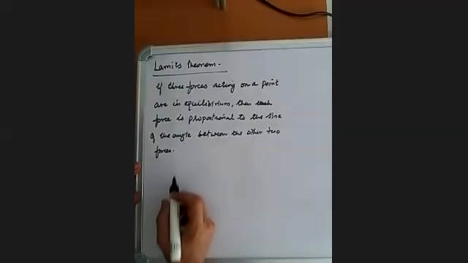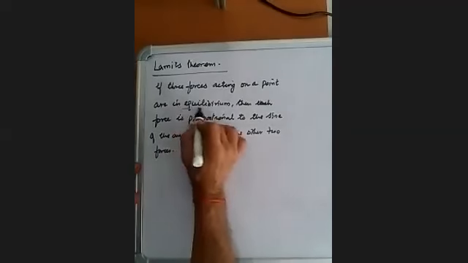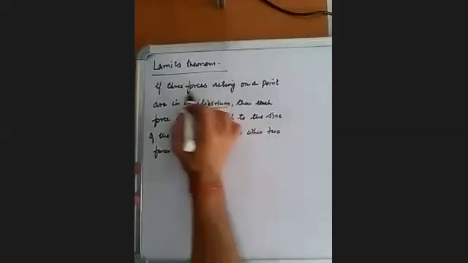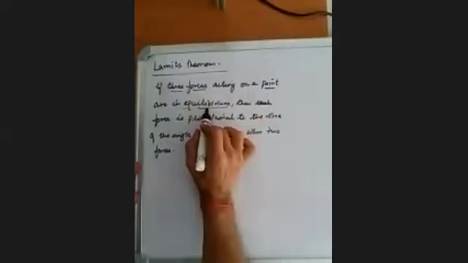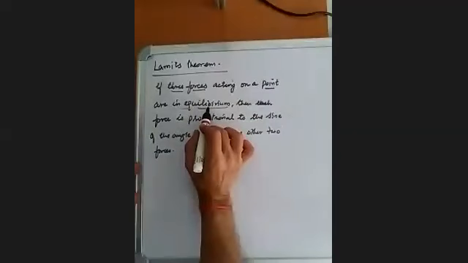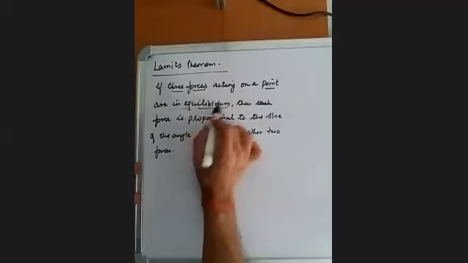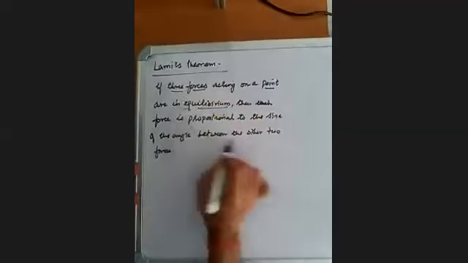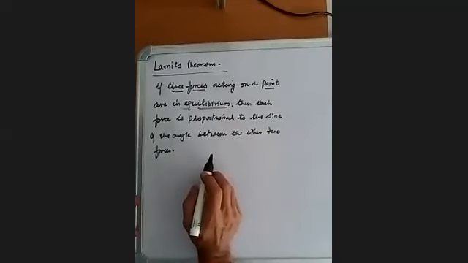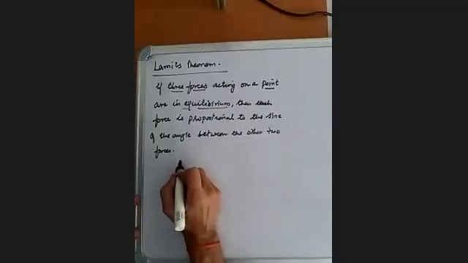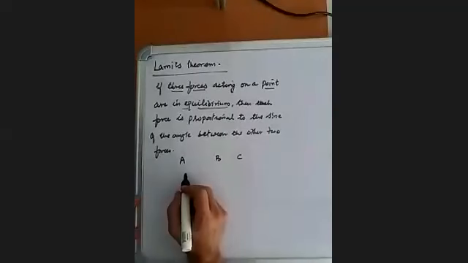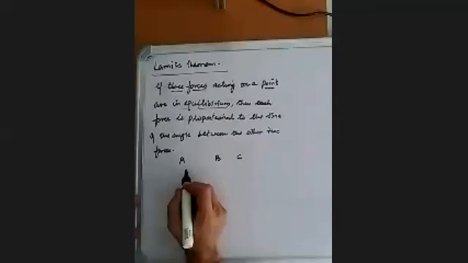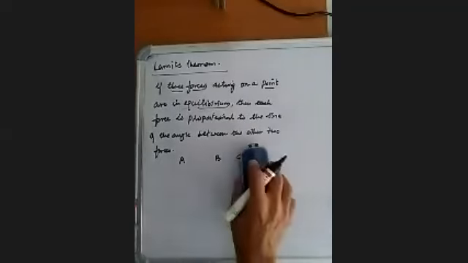Okay. So in equilibrium means the three forces are acting at a point such that the net force on that point is zero. That means all the three forces are balancing each other. Okay, so if there are three forces A, B, and C, and alpha, beta, gamma are the opposite angles. So let us first draw the figure.